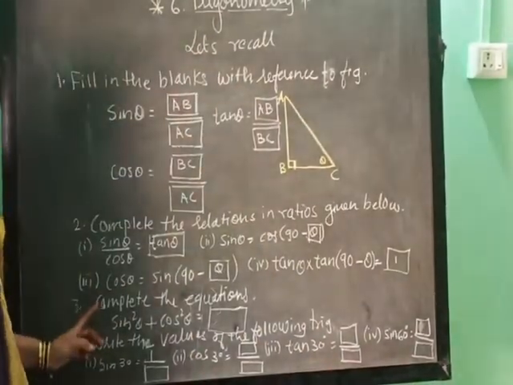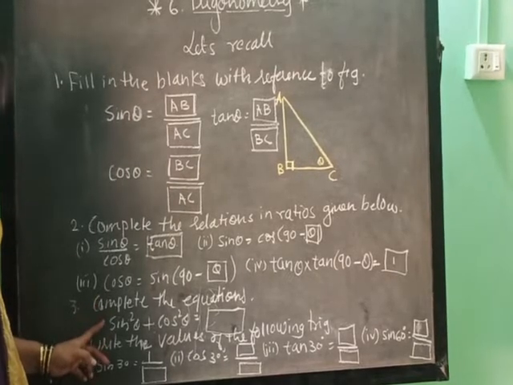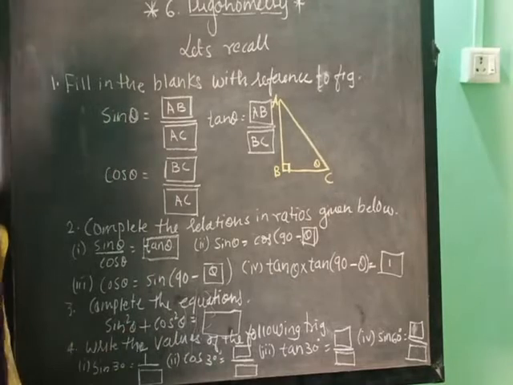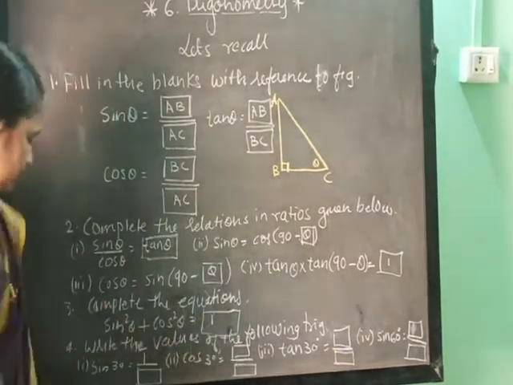Now next activity, complete the equation sin square theta plus cos square theta. Sin square theta plus cos square theta is equal to 1.